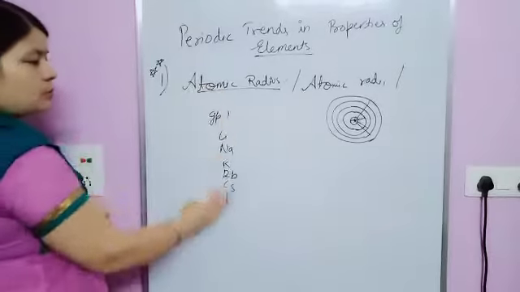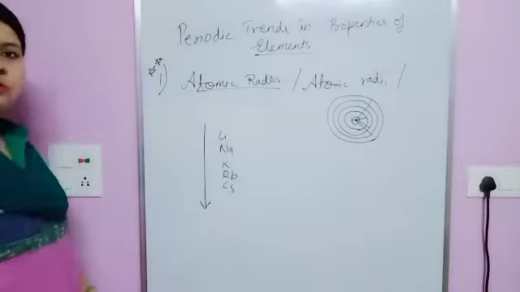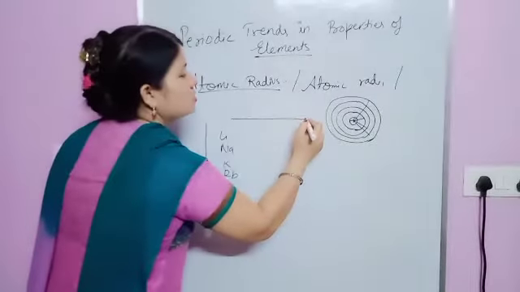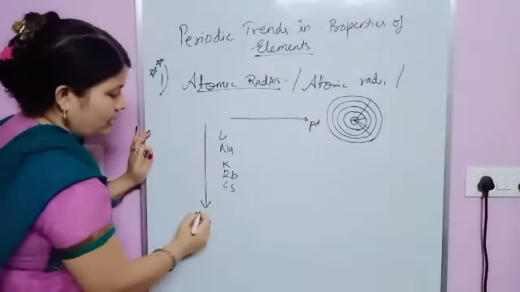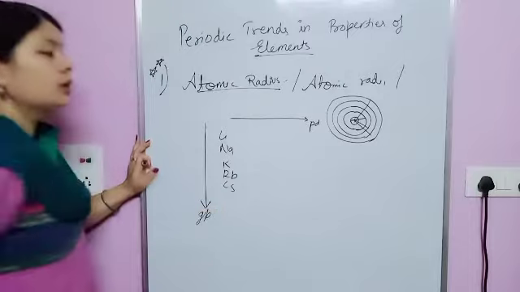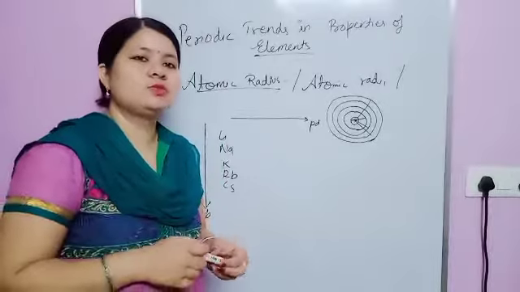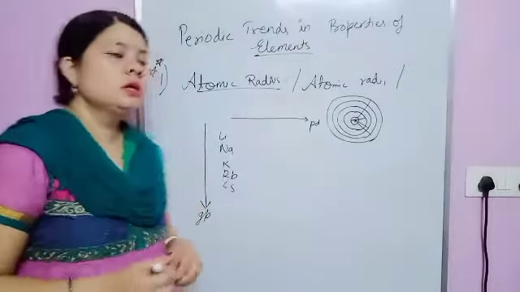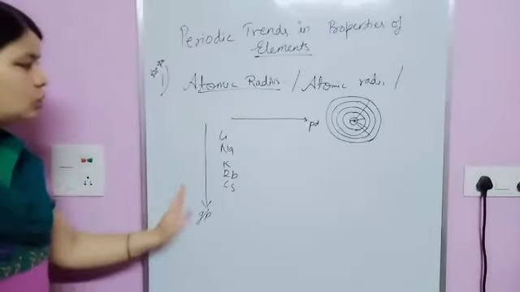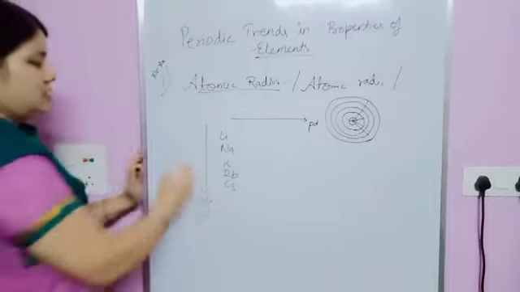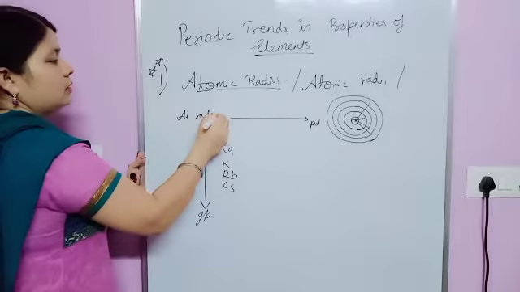Okay, now this one is, suppose group is given. Now as we move down the group, this one is down the group and across the period. If you remember, this one is across the period from left to right, and this one is down the group. Okay, so now in case of periodic trend, that one is important, how it varies down the group and across the period. So now just see atomic radius. As we move down the group, atomic radius increases. What's the effect on it?